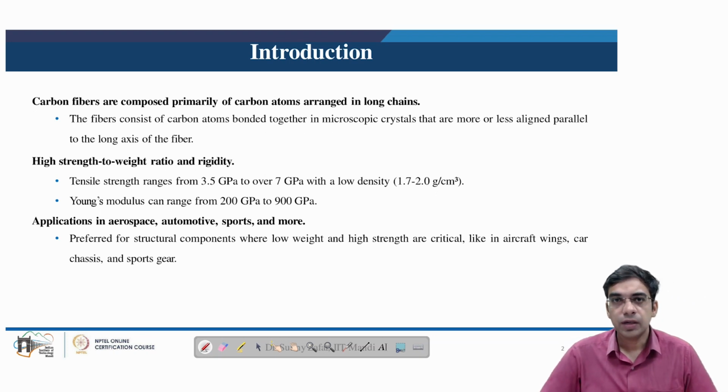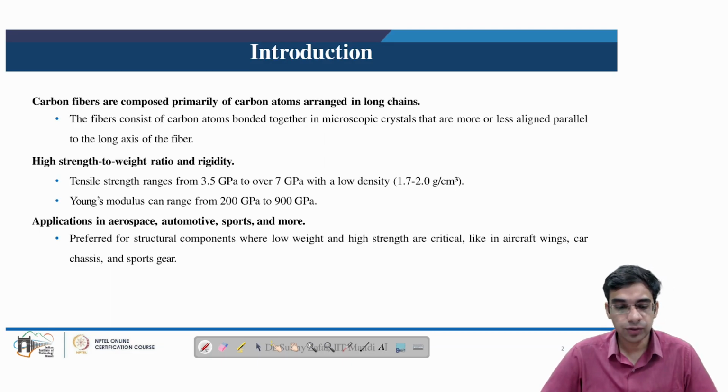So carbon fibers are one of the most popular reinforcements used in composite material. These are especially popular in applications where high strength, lightweight properties are desired. So carbon fibers are primarily composed of carbon atoms arranged in long chains. So the fibers consist of carbon atoms which are bonded together in microscopic crystals that are more or less aligned parallel to the longitudinal axis of the fiber.